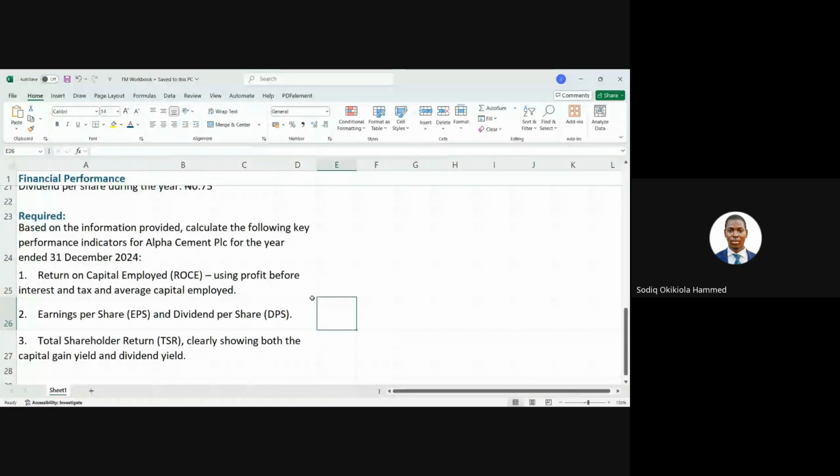So let's go straight to the requirements. These are the 3 major performance indicators that the shareholders or the potential investors are going to use to assess the financial health of the companies. For current shareholders, they decide whether to continue leaving their investments with that company, or for potential investors, whether to invest or not. So these are the 3 main financial performance indicators for investors.